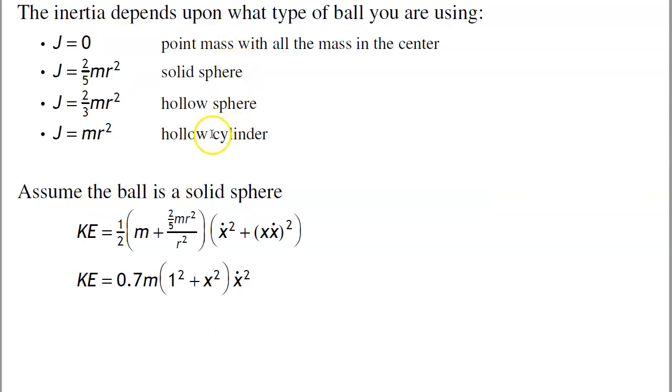J depends upon what type of ball it is. If it's a point mass, the inertia is 0. Hollow cylinder, it's mr squared. I'm going to assume a solid sphere, like a ball bearing or a marble. There, the rotational inertia is 2/5 mr squared. So substituting, the r squareds cancel, and I wind up with kinetic energy is 0.7 m times 1 plus x squared, x dot squared.